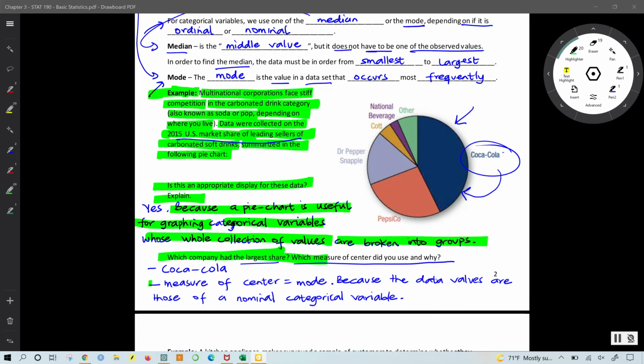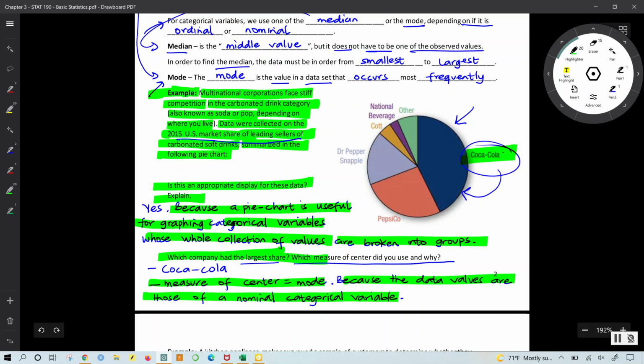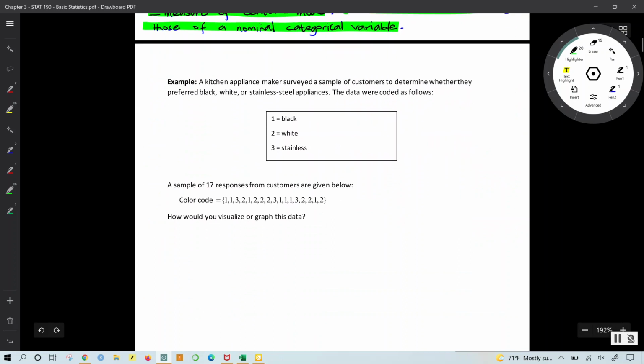So here on your screen, we see that the measure of center to use for this nominal categorical variable is the mode, which is Coca-Cola. And that is because the data values are those of a nominal categorical variable. We proceed to the next example.